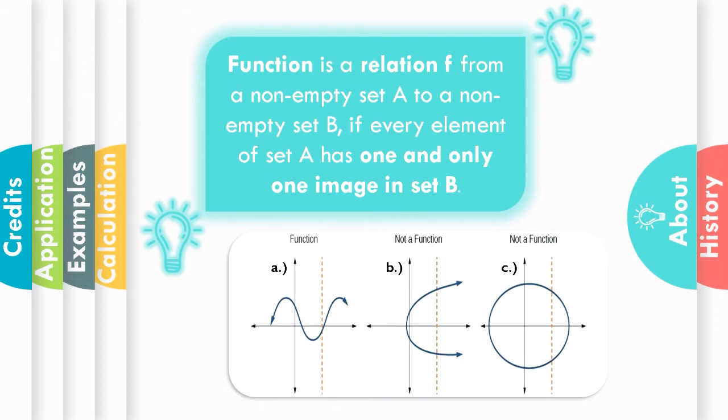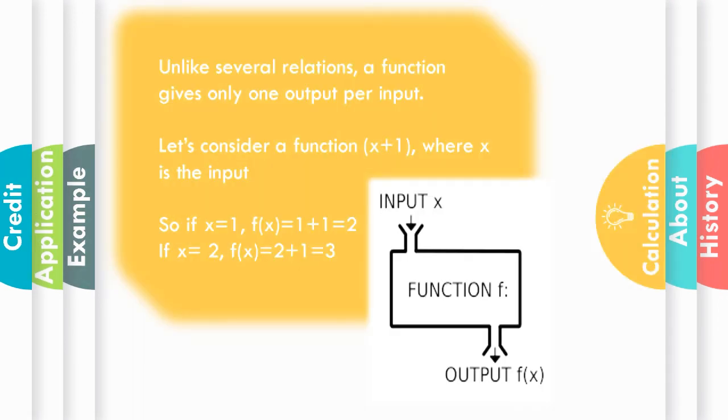Let's quickly do a calculation to understand function deeply. Unlike several relations, a function gives only one output per input. As we can see in the diagram, f is an input, f of x is an output. Let us consider a function x plus 1, where x is an input. So, if x is equal to 1, f of x is equal to 1 plus 1, which is equal to 2. If x is equal to 2, f of x is equal to 2 plus 1, which is equal to 3.